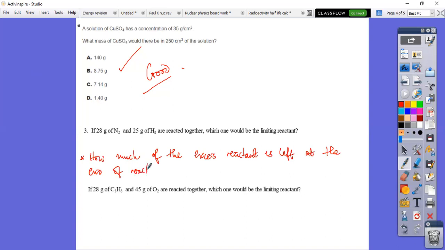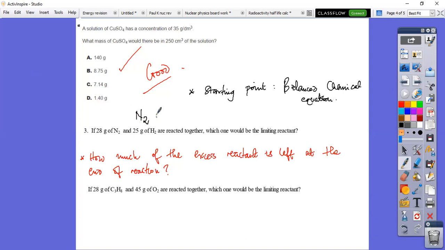Okay, so first things first, have you got a balanced chemical equation? That's the first thing you do, because everything is hinged on that. Okay, so what have you got for that equation? Is it the same as the last question? Absolutely. It's no different, yes?